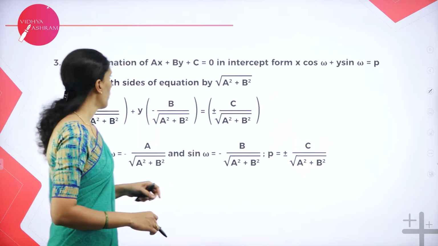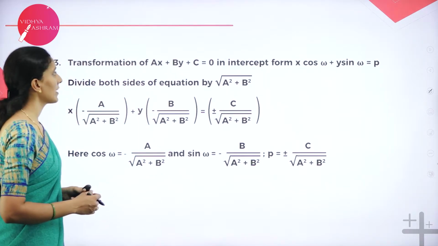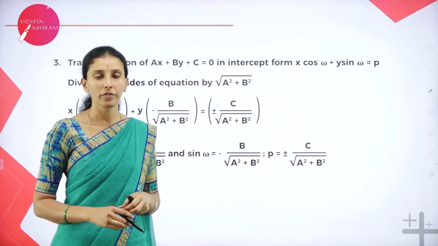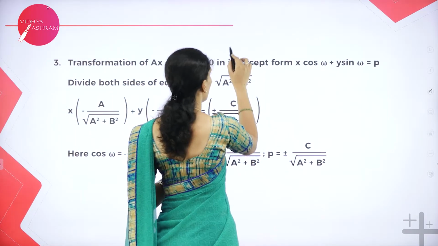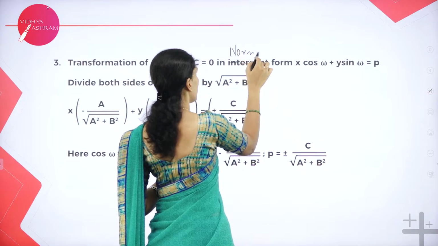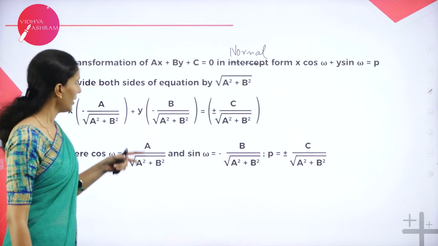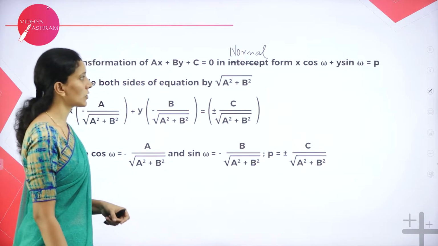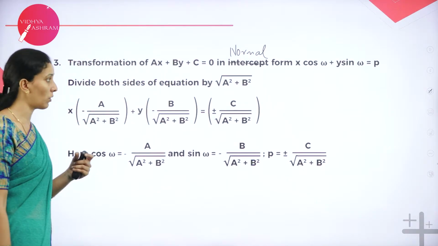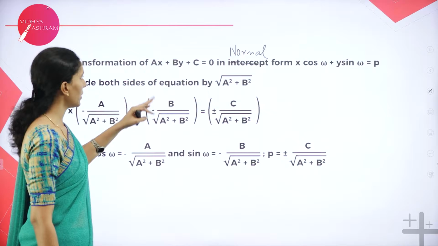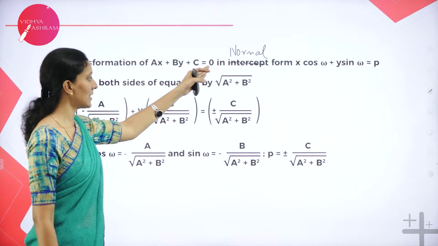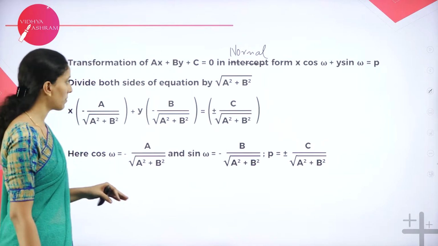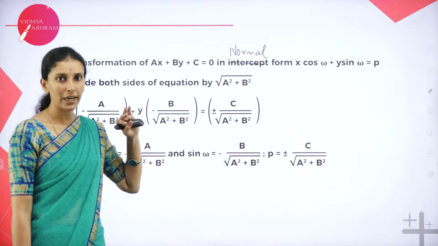So, this is how we can represent in intercept form. Again, next, we have the transformation of ax plus by plus c is equal to 0 in the normal form of an equation. So, we are converting the given equation into the normal form of an equation, that is x cos omega plus y sin omega is equal to p. So, what we will do here, we have ax plus by plus c is equal to 0. We will divide the equation by square root of a square plus b square. So, this is what we get now.